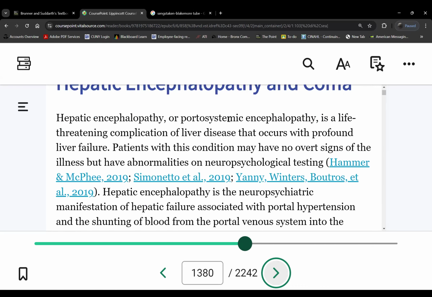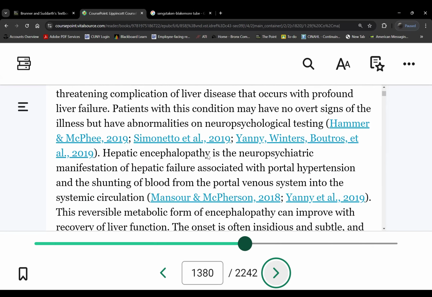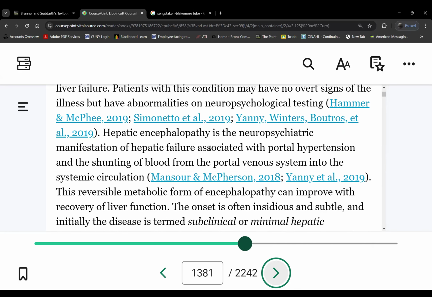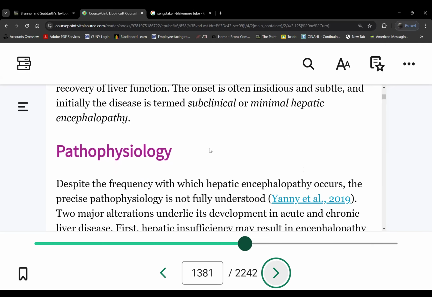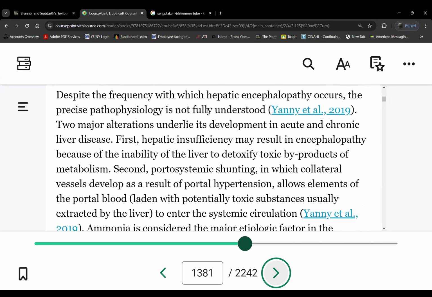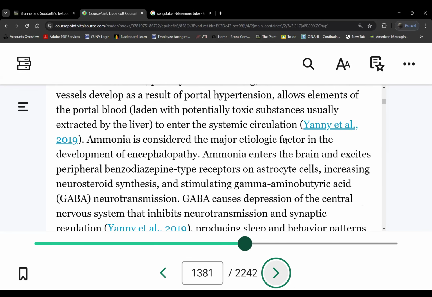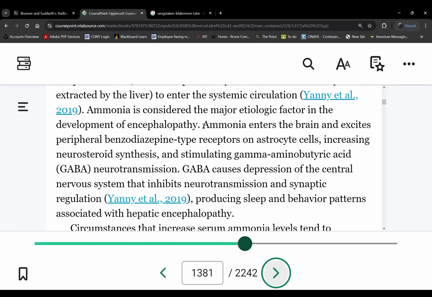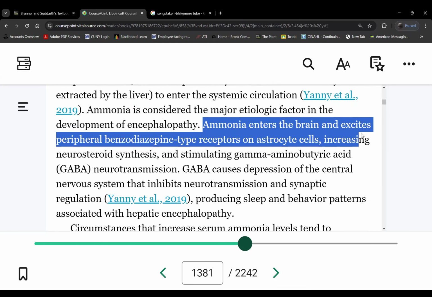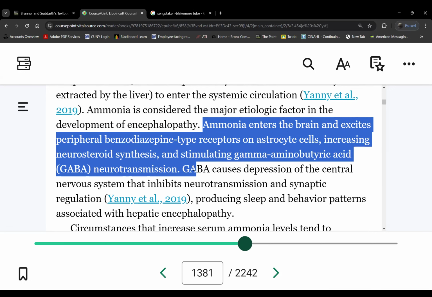So this is, again, the life-threatening complication of liver disease because now the patient has blood poisoning, basically. Okay? Ammonia levels are so high. There are 4 stages of this. So ammonia is the major cause, the high levels of ammonia. Ammonia enters the brain, excites the peripheral benzodiazepine type receptors, and then basically the nerves get very irritated. They're irritable and then causes brain damage.